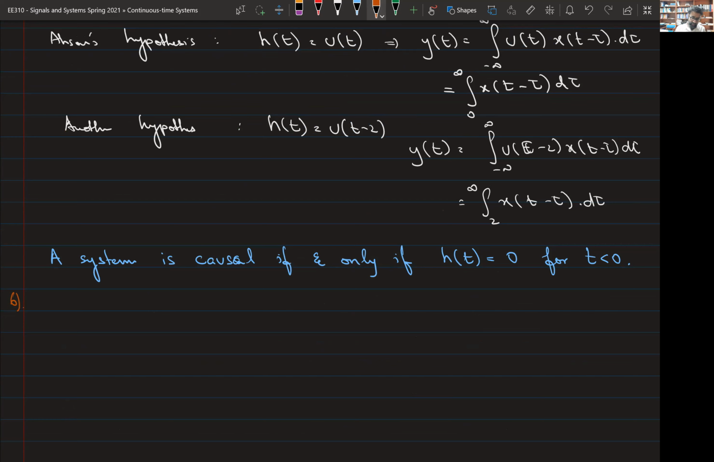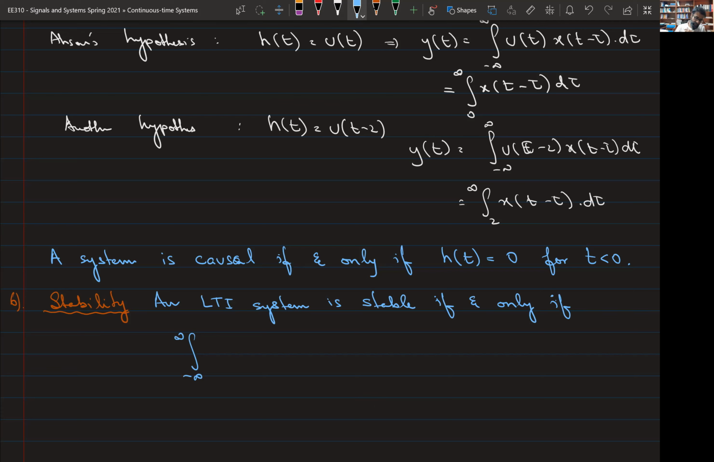Okay, so there's a sixth property, and that is about stability. Now, for this, I will not do a proof. I'm just going to give you a fact and take it as a fact. I mean, take my word for it. And we say again, an LTI system is stable, and the proof, by the way, is there in the book, if and only if the integral from minus infinity to infinity of the absolute value of h of t dt is less than infinity.